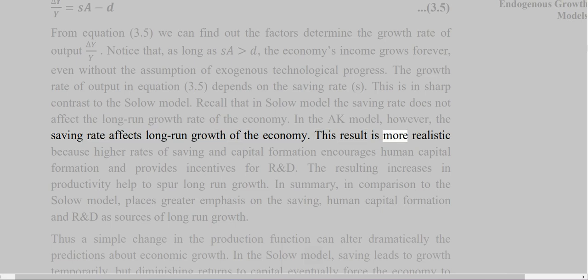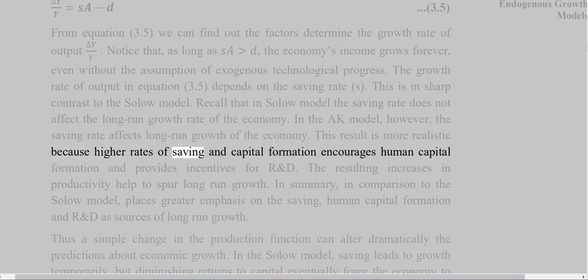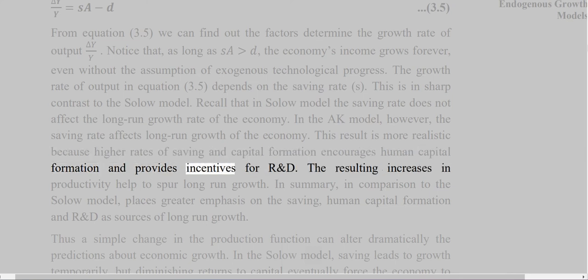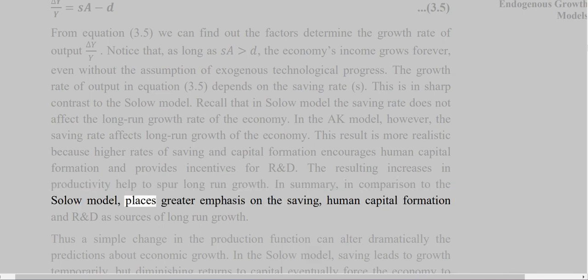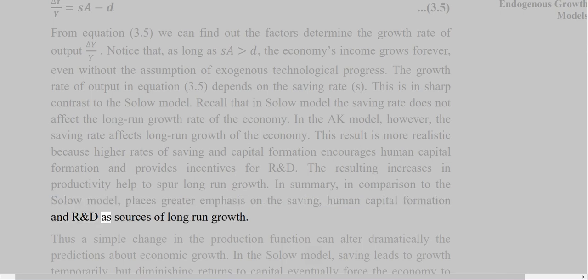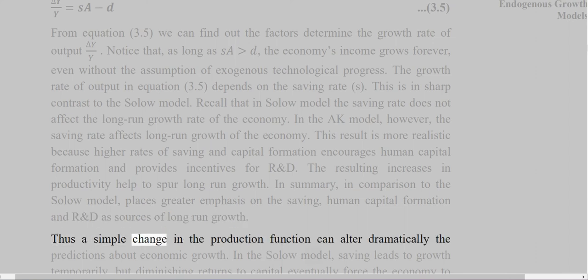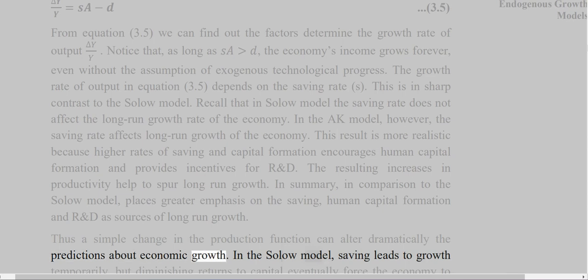This result is more realistic because higher rates of saving and capital formation encourage human capital formation and provide incentives for R&D. The resulting increases in productivity help to spur long-run growth. In summary, in comparison to the Solow model, the AK model places greater emphasis on saving, human capital formation and R&D as sources of long-run growth. Thus, a simple change in the production function can alter dramatically the predictions about economic growth.